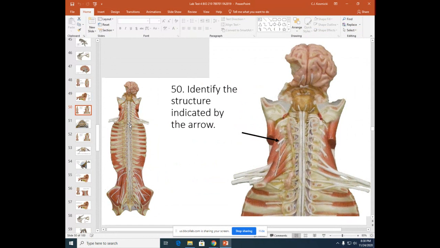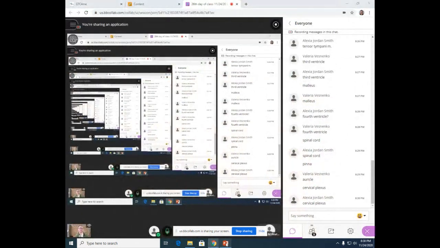Identify the structure indicated by the arrow. Hint, it is not a named nerve. It's none of the named nerves there. But look where it is. It's in the neck. It's a collection of nerves in the neck. What do we call a collection of nerves? Plexus. So what is it? Cervical plexus. That's what we're looking at.